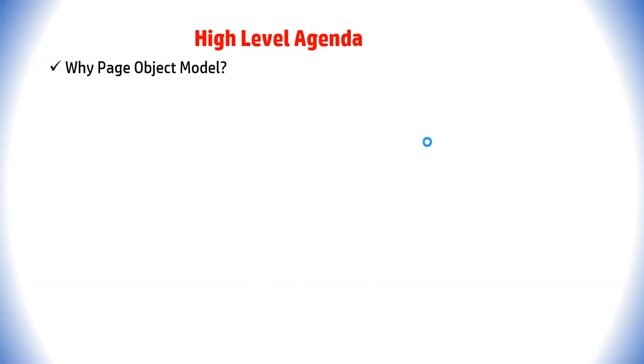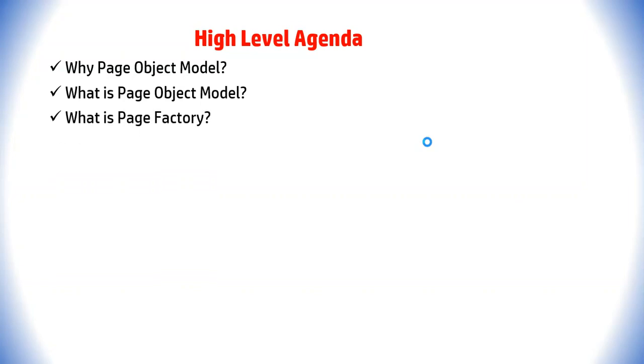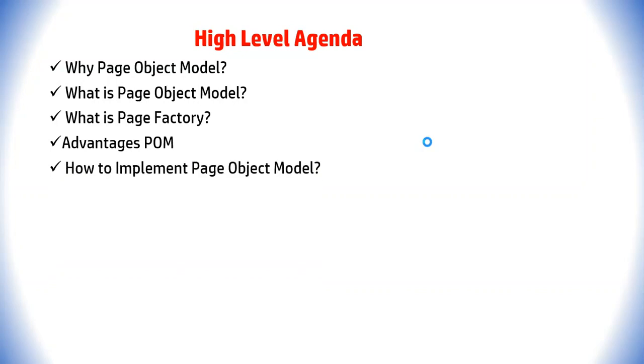First, we'll discuss why we need a page object model. Then we'll discuss what is page object model. Then we'll discuss what is page factory. Then we'll discuss what are the advantages if you implement a page object model. Then we'll see how to implement page object model. Then we'll see a sample demo on how you can create your pages and how you can write your test scripts. At last, I have one assignment.